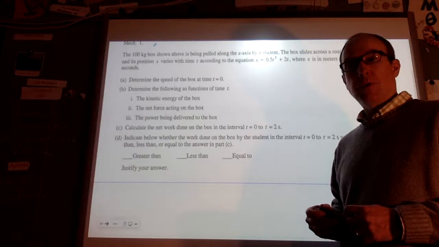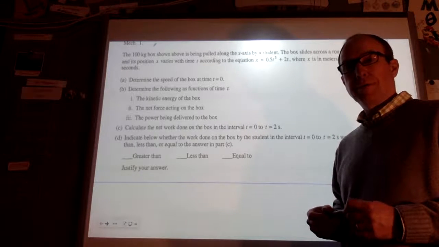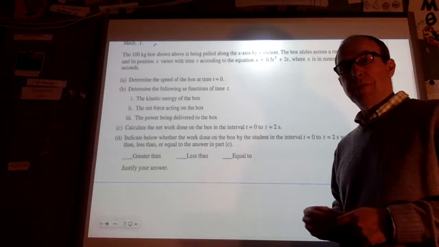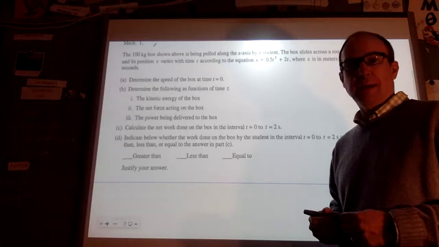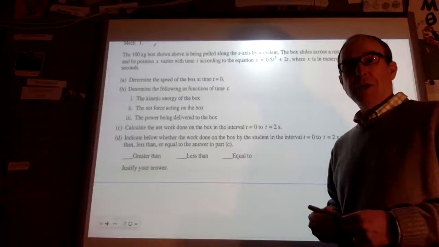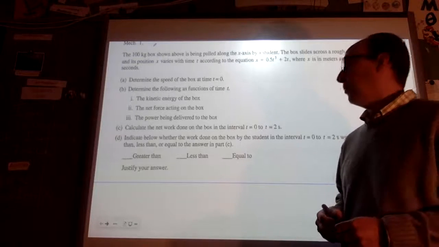Today I'm going to go over the free response problems for AP Physics C that deal with kinematics and a little bit more, but it starts with kinematics and it has the calculus involved. You should have this handout for the work.